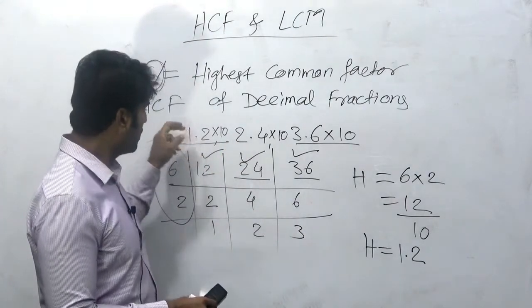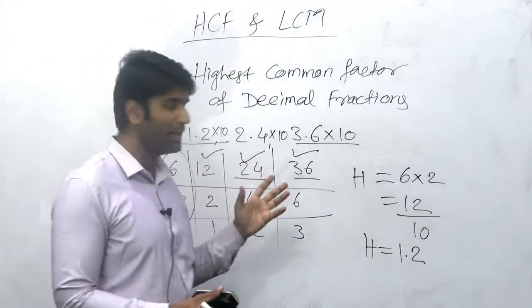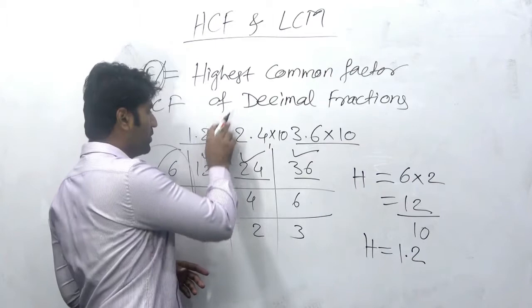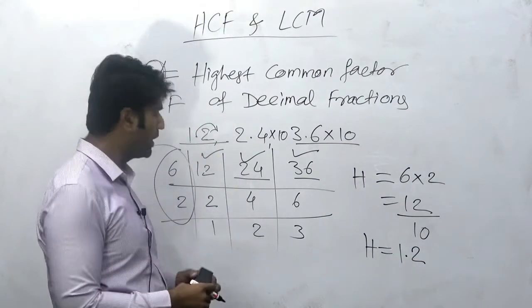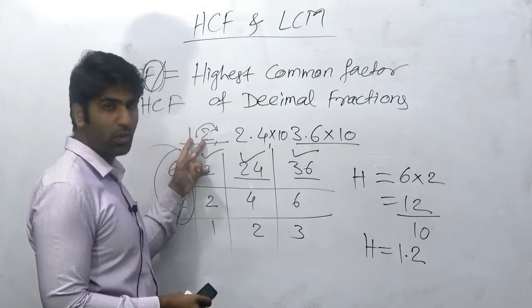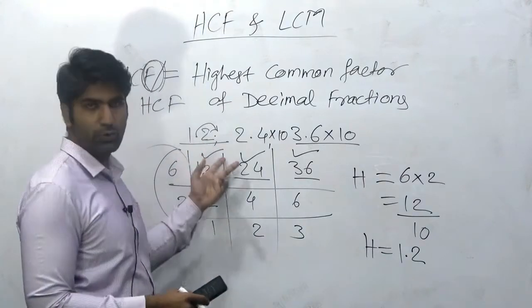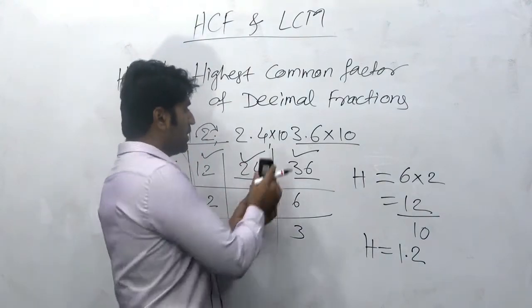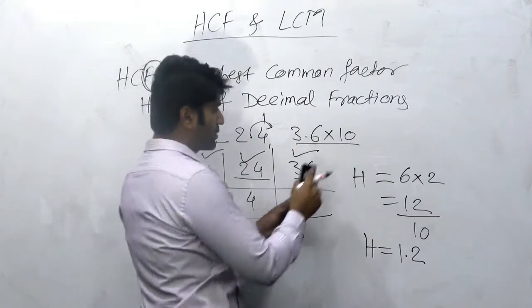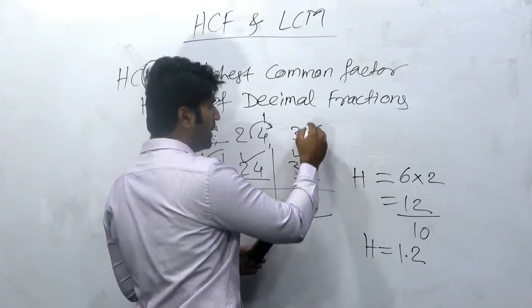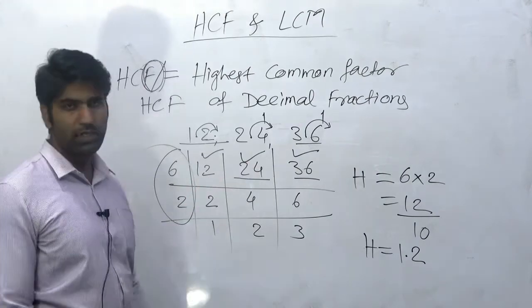In an easy way, instead of multiplying, we can say that we have shifted the point one digit ahead. The point which was between 1 and 2 is now after 2, and the number becomes 12. Similarly, here also we have shifted the point one digit ahead, and the numbers became 12, 24 and 36.